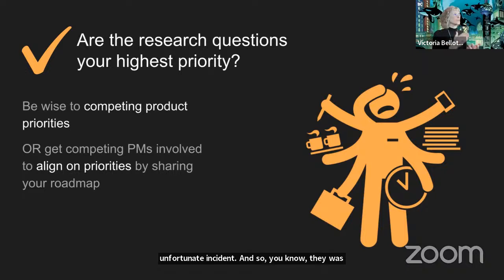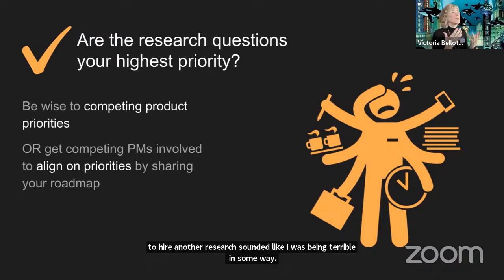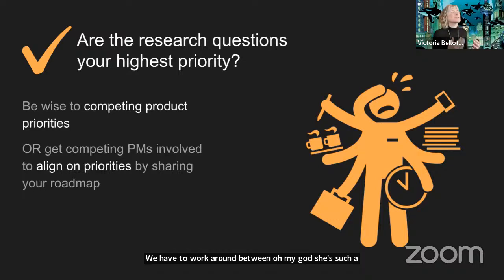And the PM who was concerned with safety was just like, this is your highest priority. I was down in Palo Alto, whereas the main office was up in San Francisco, spending most of my time there. For the group in San Francisco, I did one study, they loved it, and then they never saw me. And so they ended up writing a complaint saying, we have to work around Victoria. That was unfortunately worded because instead of saying we need to hire another researcher, it sounded like I was being terrible in some way. We have to work around Victoria. Oh my God, she's such a pain. And I wasn't really in a good position to defend myself.